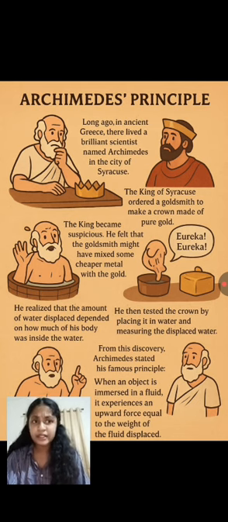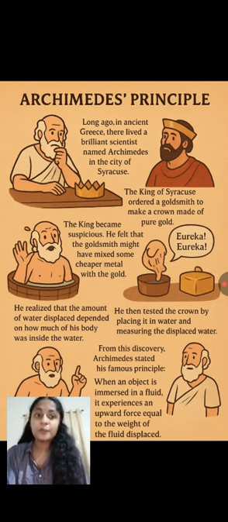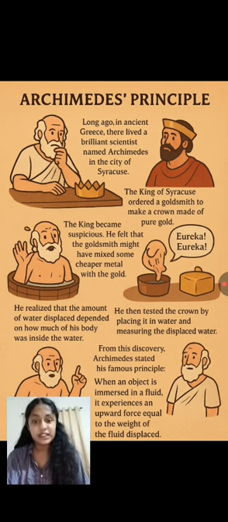Immediately he understood one thing. If the crown was not pure gold, then its volume would be different from a crown of pure gold with the same weight. And this difference could be found by measuring water displacement. Excited by his discovery, Archimedes jumped out of the bathtub and ran through the streets shouting, Eureka, Eureka, which means I have found it.